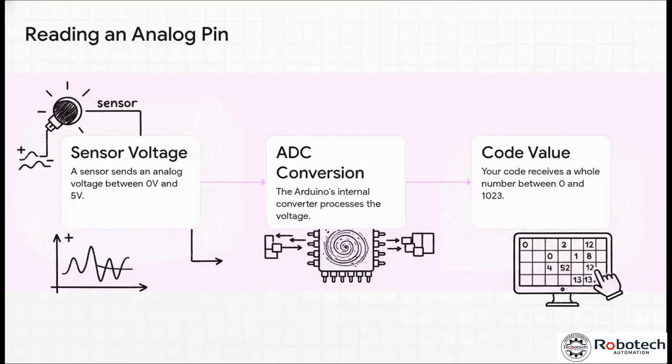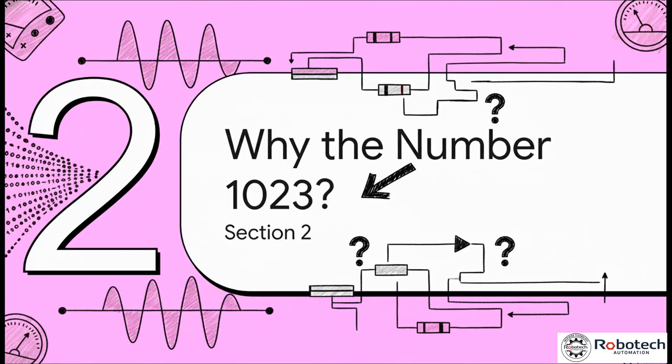So here's how it works step by step. First, a sensor reacts to something in the environment and sends out a voltage somewhere between 0 and 5 volts. That voltage goes into one of the Arduino's analog input pins. Then, a little chip inside, the analog-to-digital converter, does its thing. It converts that physical signal into a number your code can use, a value anywhere from 0 all the way up to 1023.